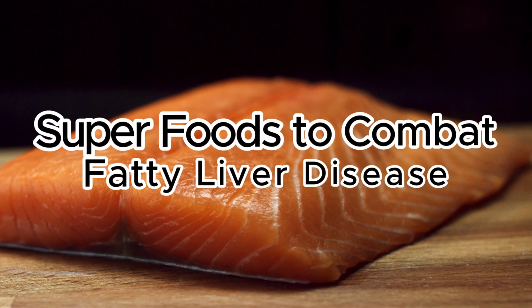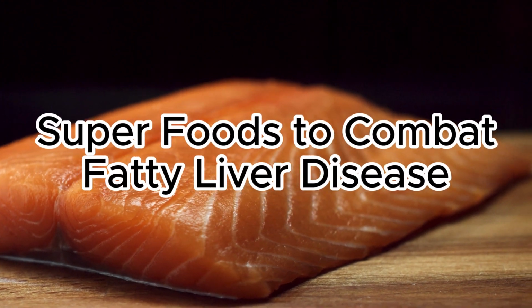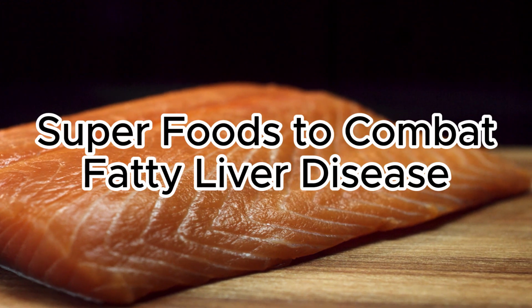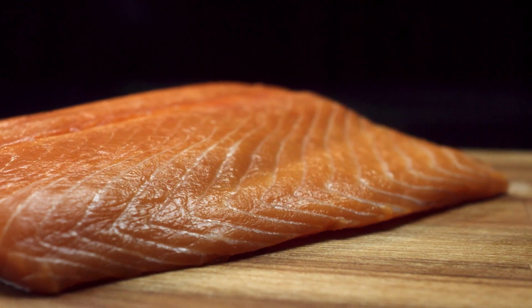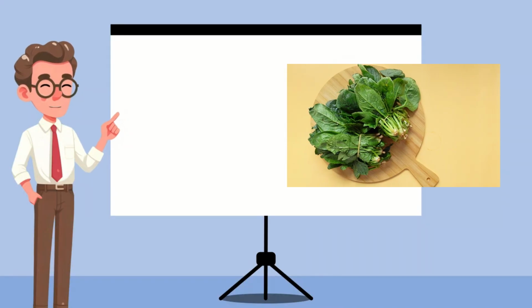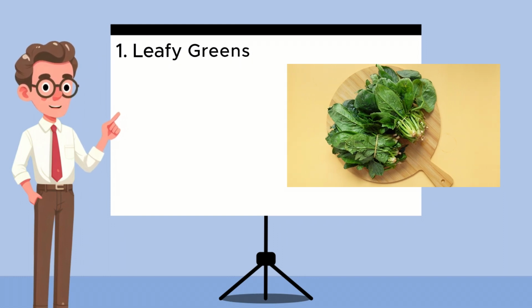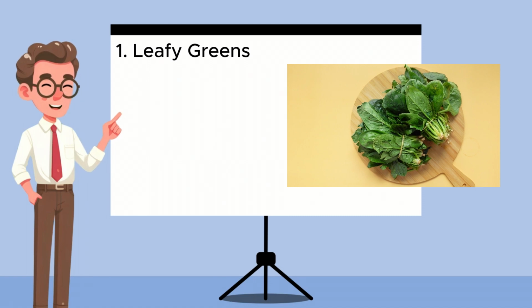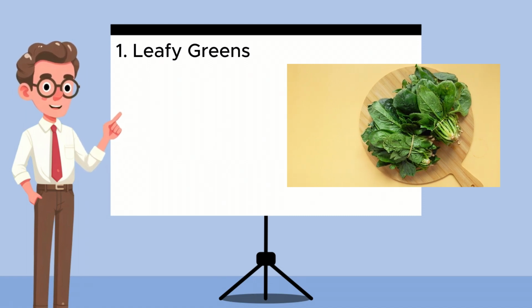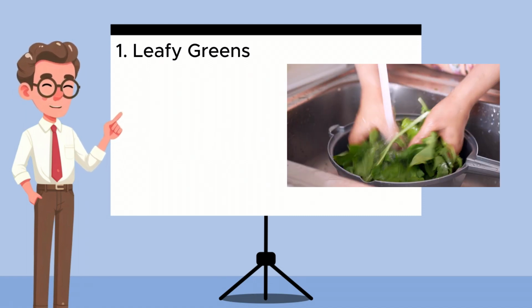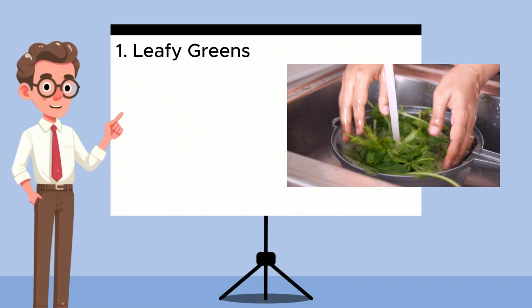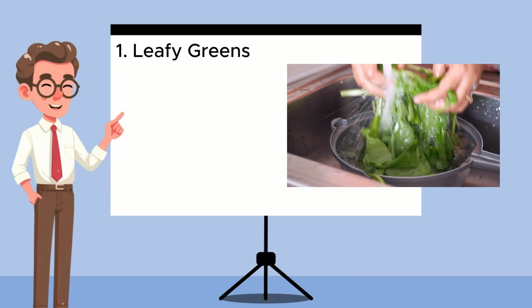Next is superfoods, which can eliminate fat and improve our fatty liver condition. These are recommended superfoods for you to combat fatty liver disease. Number 1. Leafy greens such as spinach, kale, and Swiss chard are rich in antioxidants, vitamins, and minerals that help support liver function and protect against oxidative stress. They are also high in fiber, which aids in digestion and helps remove toxins from the body.